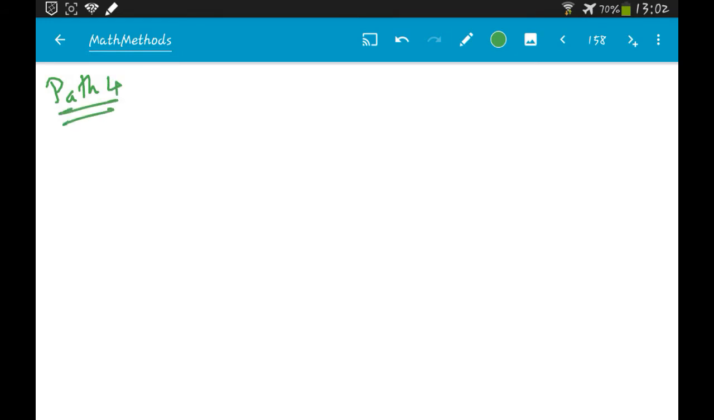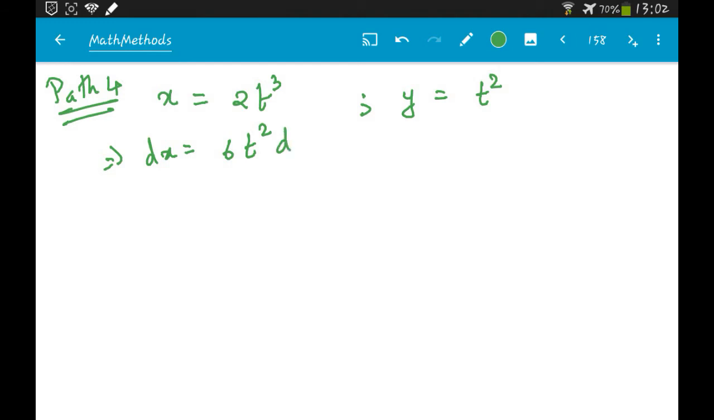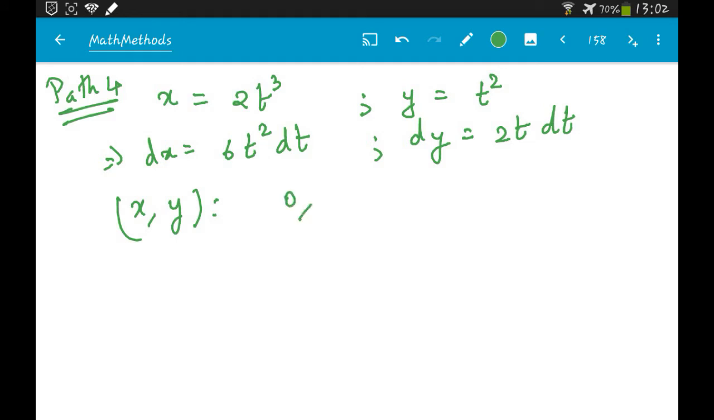So path 4 was given by some kind of a parameter, which was t. So this is called a parametric equation. The equation was x equals t cube and y is equal to t square. So you are going to have dx is equal to 3t square dt and dy is 2t dt. And the path goes from (x, y) = (0, 0) to (2, 1).